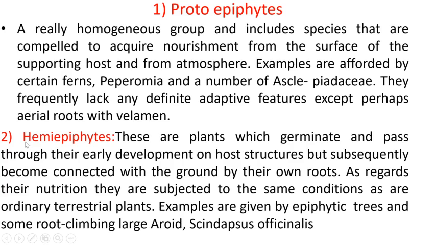Second type of epiphyte is the hemi-epiphytes. These are plants which germinate and pass through their early development on host structures, but subsequently become connected with the ground by their own root systems. As regards their nutrition, they are subjected to the same conditions as our ordinary terrestrial plants. That means they can prepare their own food material. Examples are epiphytic trees and some root-climbing large aroids, and Scindapsus officinalis. They are examples of hemi-epiphytes.